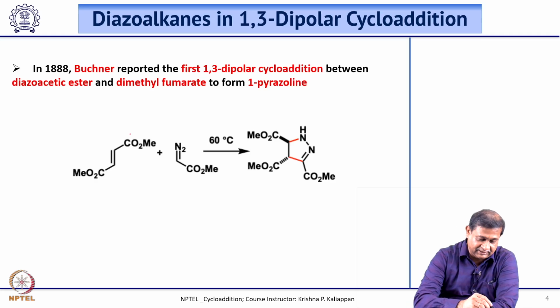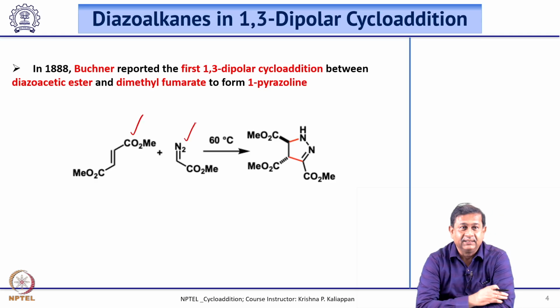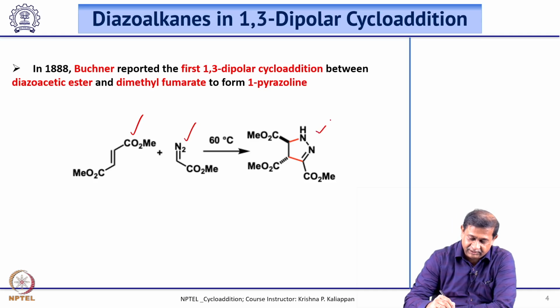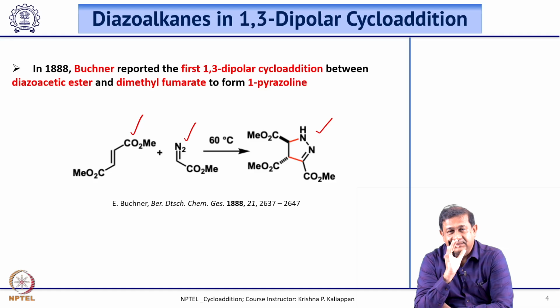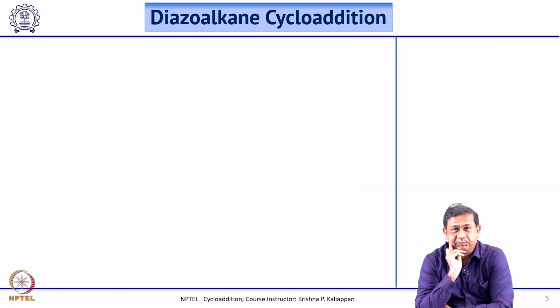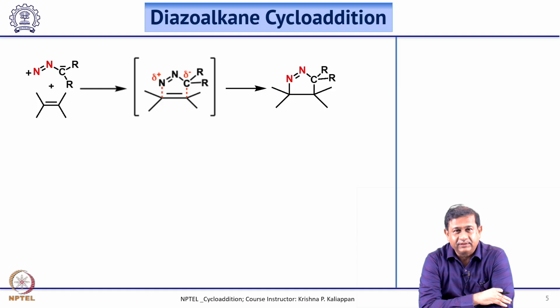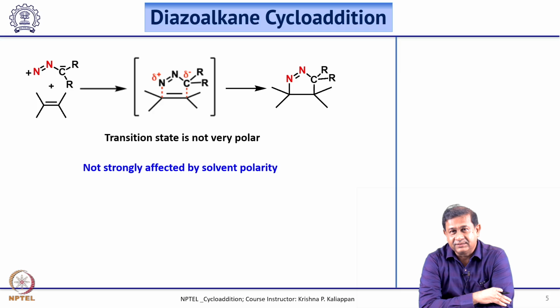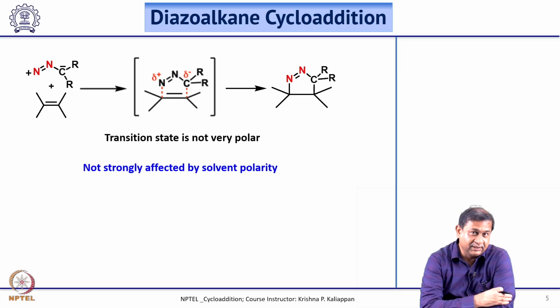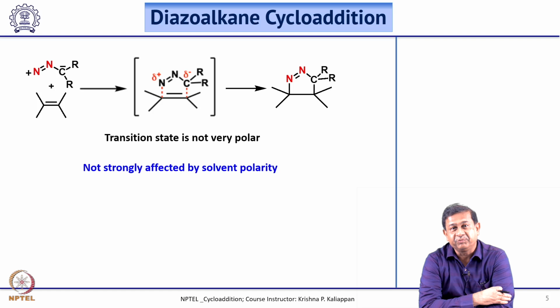As you can see here, this is the dimethyl fumarate, and this is the diazoacetic acid methyl ester. So when they heated these two, they got this pyrazole. We'll get back to the mechanism a little later. As I said, this is the first 1,3 dipolar cycloaddition reported in the literature. If you carefully look at the mechanism as well as the transition state, the transition state looks like it's not a polar transition state, so that obviously means the solvents will not have any major role, or in other words, the polarity of the solvents will not have any major role.